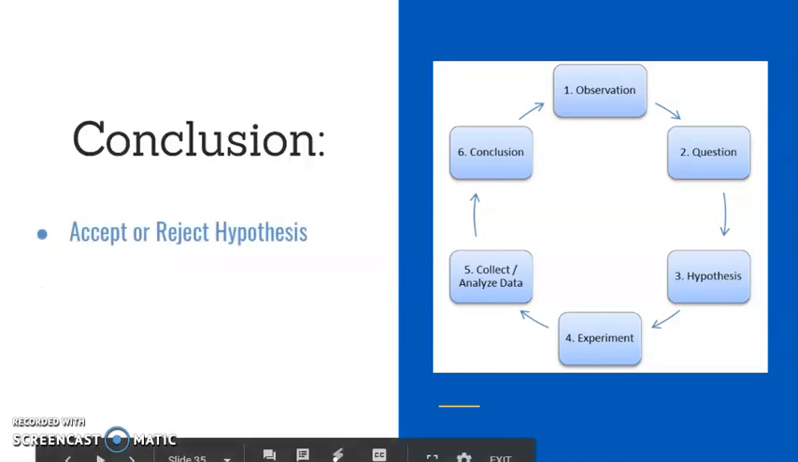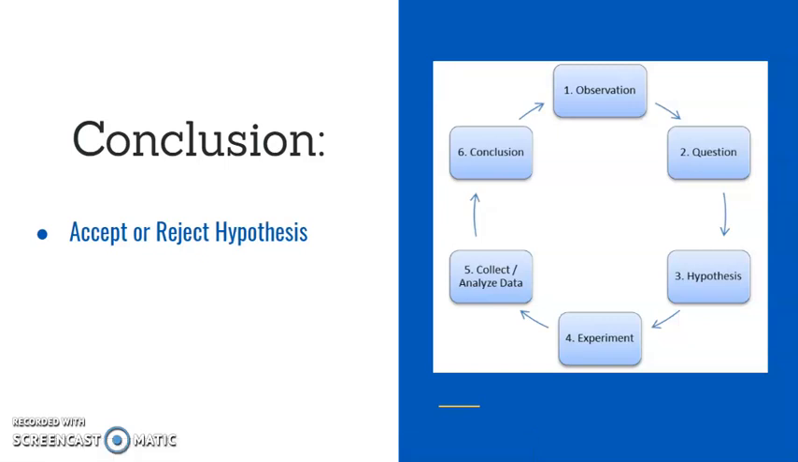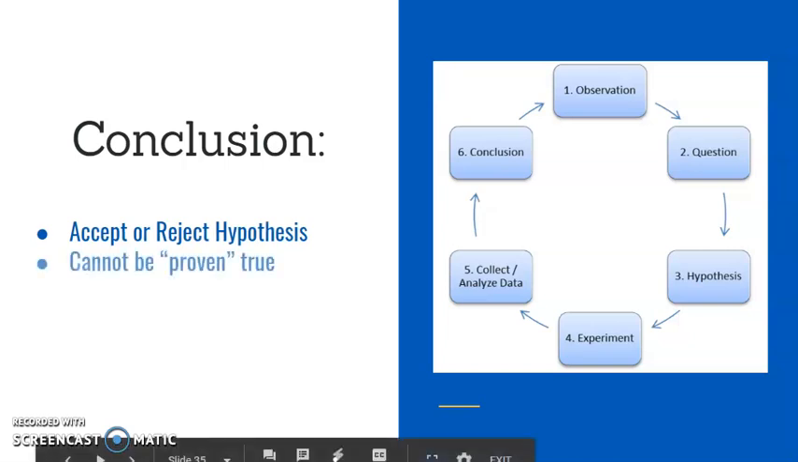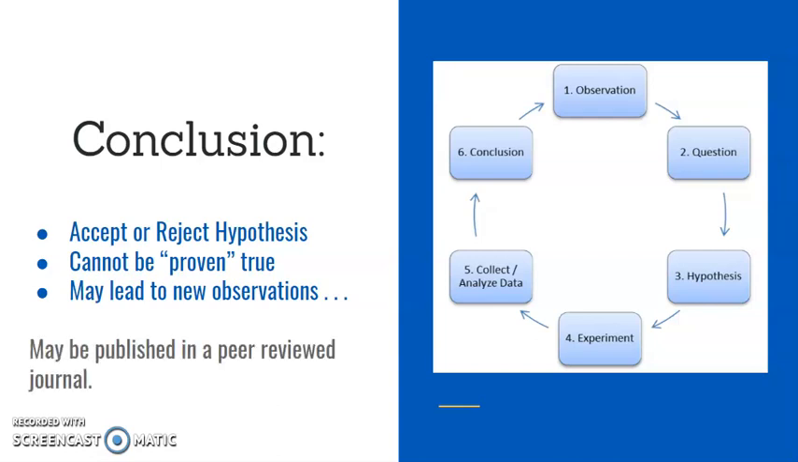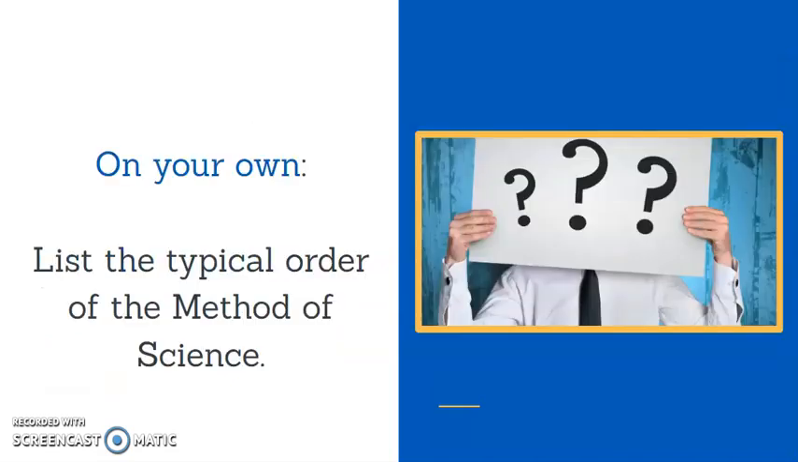A conclusion will either accept or reject the original hypothesis. Note that a hypothesis is never proven true, it is merely accepted or rejected. Lastly, the conclusions will likely lead to the formation of new observations. Oftentimes, scientific research is published in a peer-reviewed journal. Pause this video and, on your own, list the typical order of the method of science.